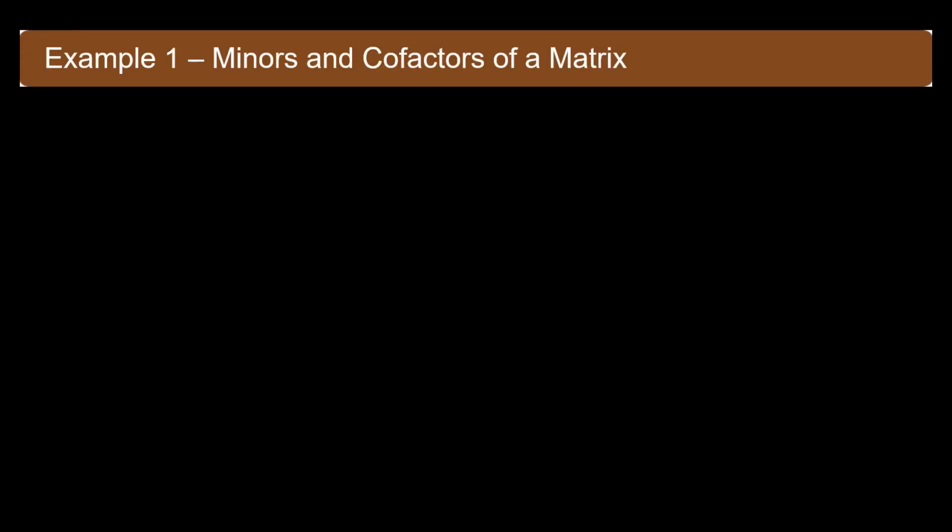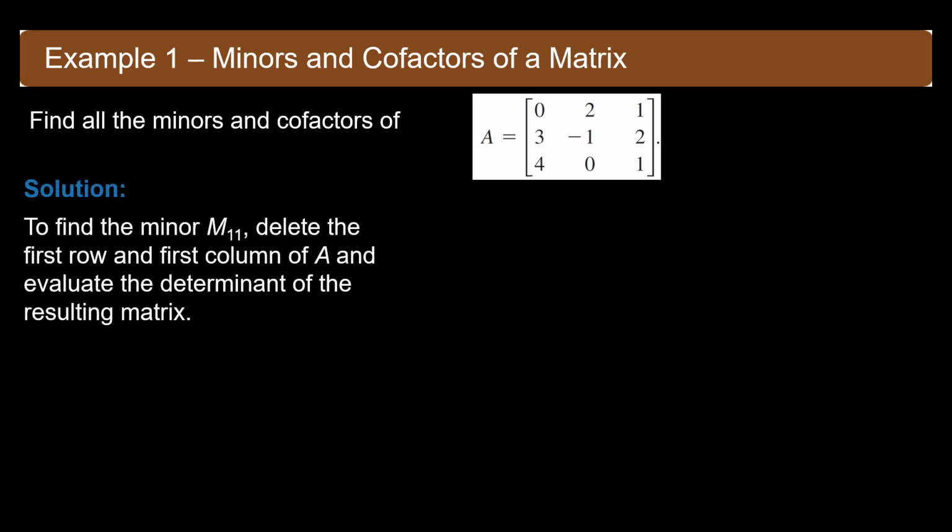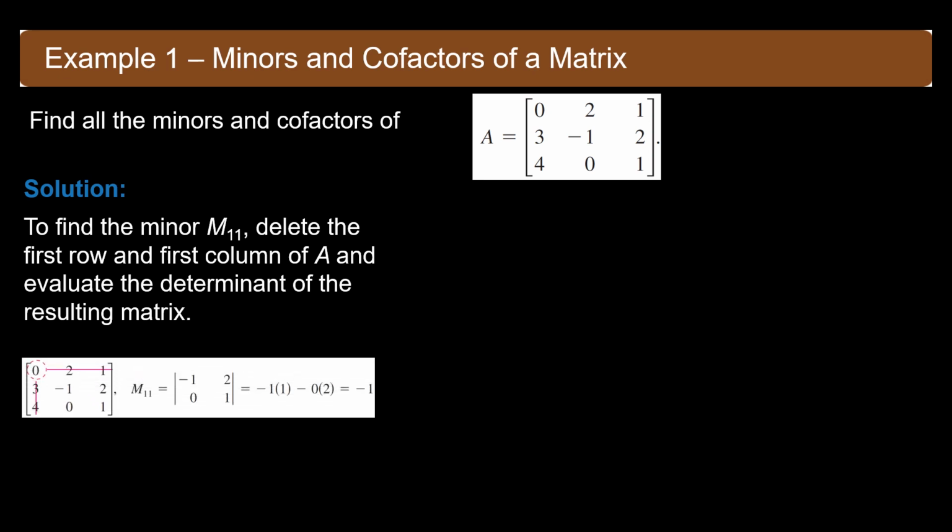Now let's see how to find a minor and cofactor of a given matrix. Say the matrix is [0, 2, 1; 3, -1, 2; 4, 0, 1]. In order to find the minor M11, the first row and first column should be deleted, and you have to take the determinant of the corresponding matrix [1, 2; 0, 1], which is 1. So your M11 is 1.